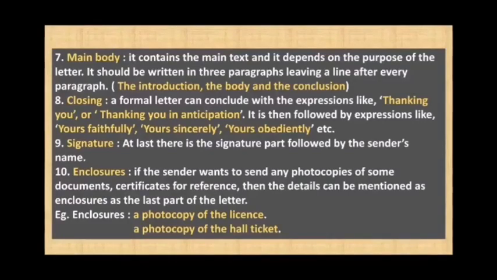Next is closing. How to close a letter. A formal letter can conclude with expressions like thanking you or thanking you in anticipation. It is then followed by expressions like yours faithfully, yours sincerely, yours obediently, and many others. Next is the signature. At last, there is the signature part followed by the sender's name. You need to write your full name after closing.